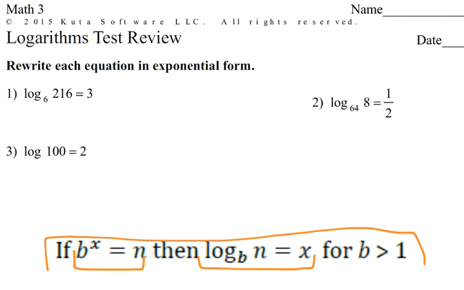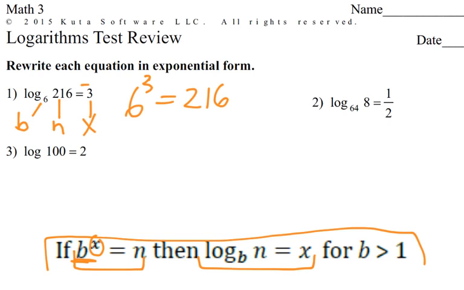So if we look at this first one, we got log base 6 of 216 equals 3. So the base would be b, the number in here would be n, 3 would be x. So the base stays the base of the exponent, okay, to the x power, so 6 to the third is equal to the n, or 216. So that's all you're doing, is just rearranging them, okay?